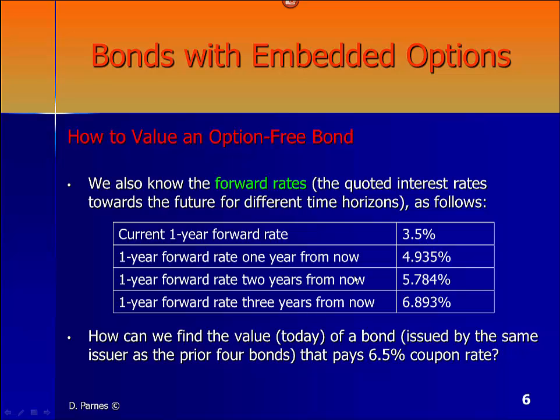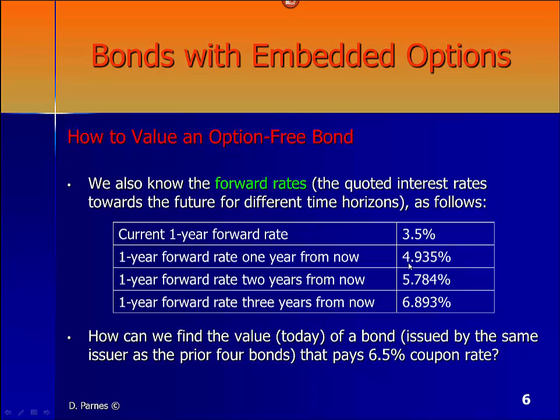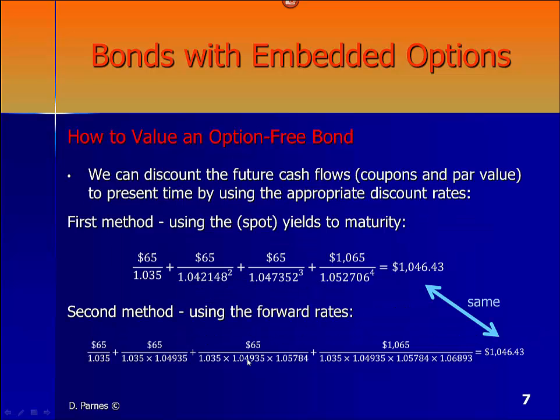1 year forward rate 2 years from today. So we're bringing it to 2 years. And then we're dividing it by 1 plus this forward rate, 4.935, which is the forward rate for 1 year from today. Here it is, 4.935. And finally, once it is located 1 year from today, we're dividing it by 1 plus the forward rate from today, the 3.5%. So altogether, we're creating the present value of this cash flow.